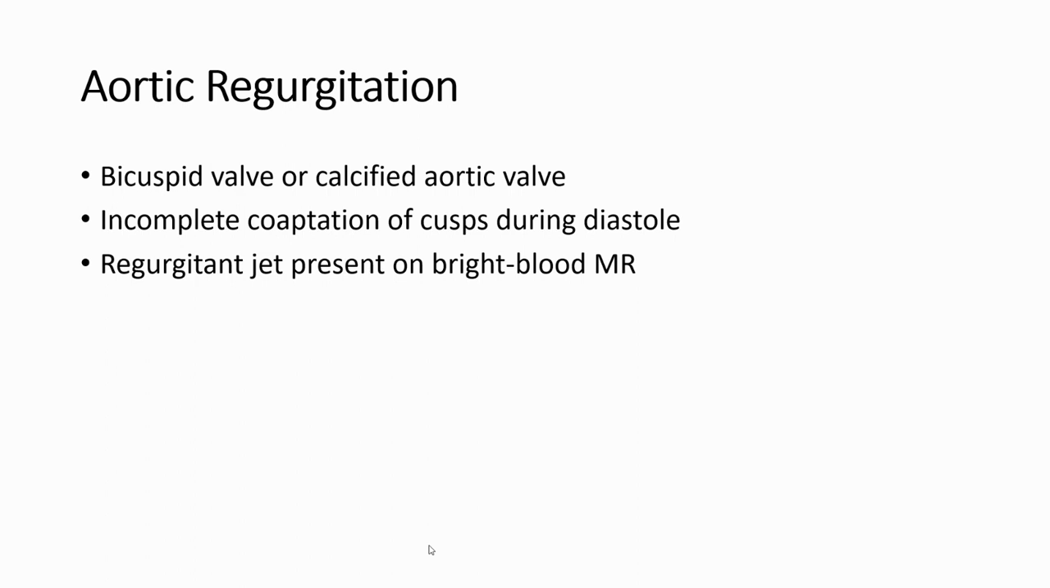The second cause of left ventricular enlargement is aortic regurgitation. So what are the forms of aortic valve disease which can cause aortic regurgitation? There is bicuspid valve or calcified aortic valve, and incomplete coaptation of the leaflets.